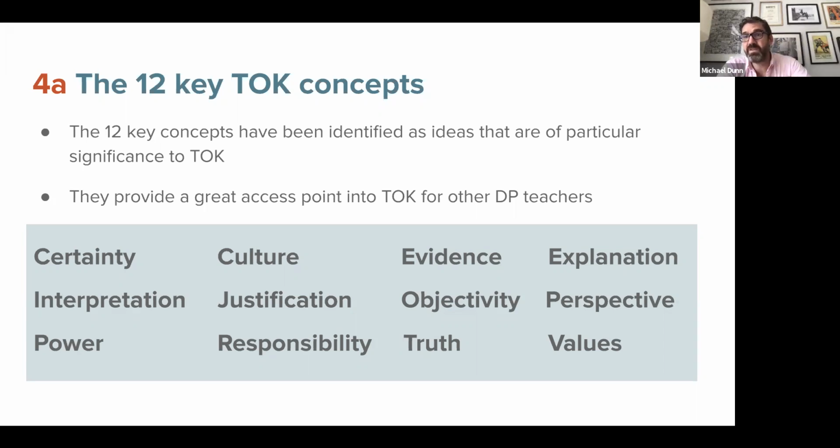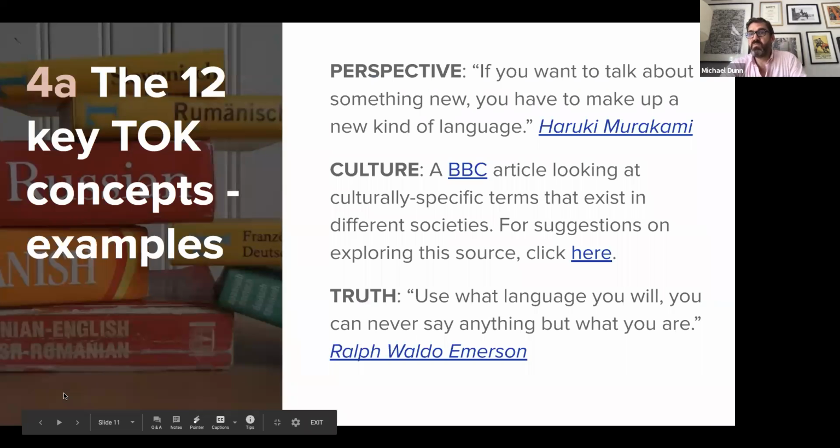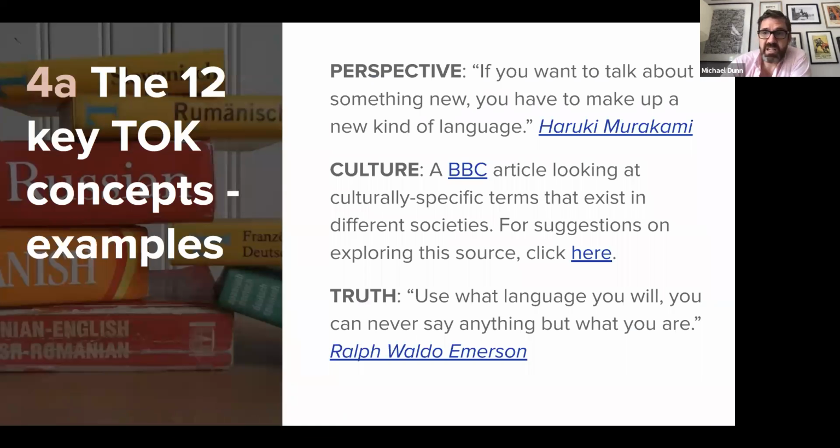So, without giving any specific examples so far, we've got some great ideas for TOK related lessons. But let me perhaps offer you some even more specific examples of how the 12 key concepts can be used. Here are 3 of them picked out. I like quotes a lot, so that's a great quote from the novelist Murakami. Sorry, I'm covering that with my head, aren't I? Let's move that slightly. If you want to talk about something new, you have to make up a new kind of language. Okay, so in other words, this is a big TOK concept.